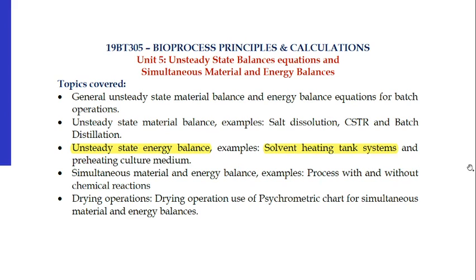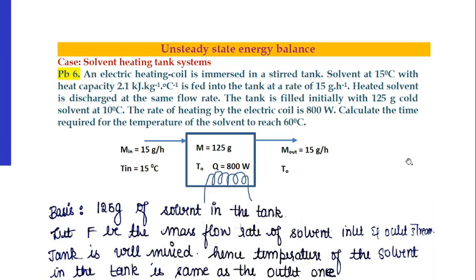Let's see it. So here is the problem. In this problem, we have a solvent system which is confined in a vessel, a stirred tank. An electric heating coil is immersed within it. Initially, before the heater is switched on, the solvent is present at 15 degrees Celsius and its specific heat capacity is 2.1 kilojoule per kg degree Celsius.